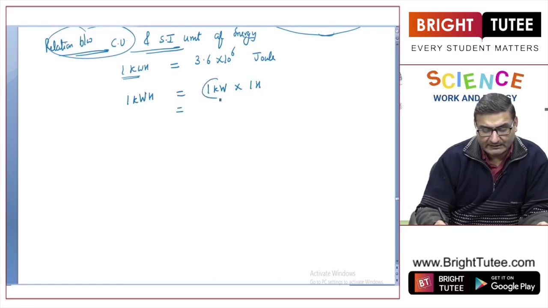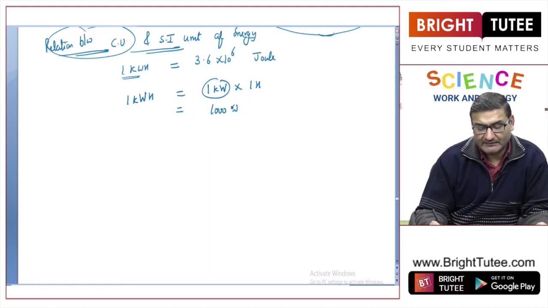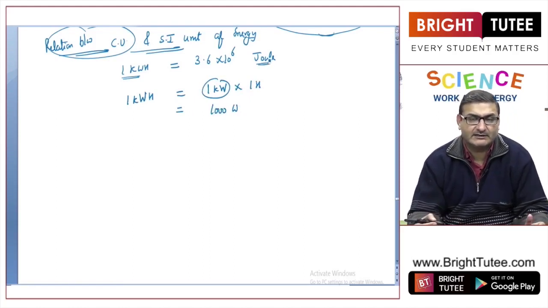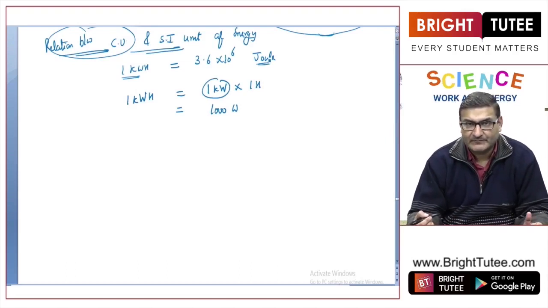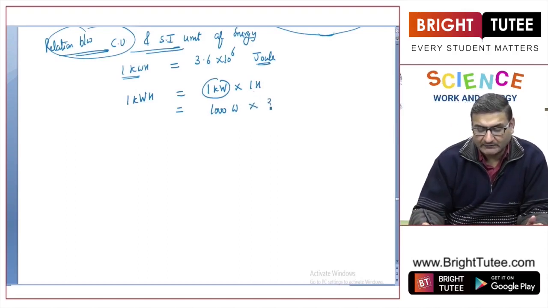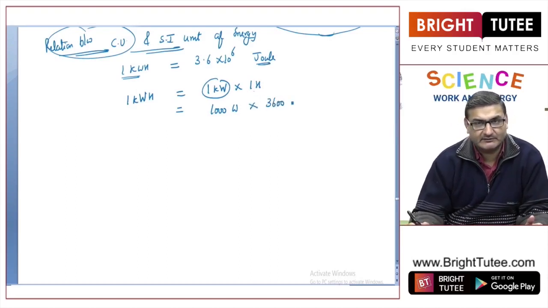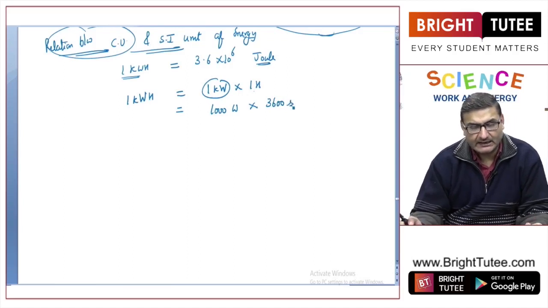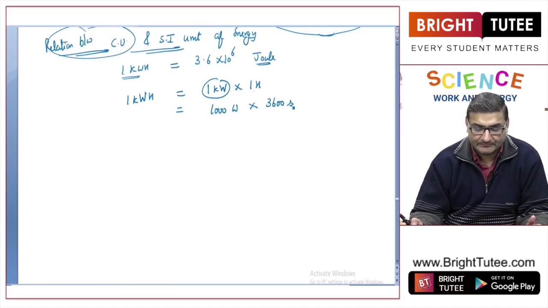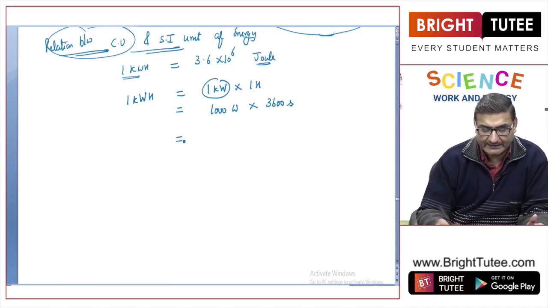Now I know that in 1 kilowatt there are 1000 watt. Why have I taken the lower unit? Because I am trying to convert it into SI unit form. So I need to take the SI units of power and time. Kilowatt is converted into watt and hour will be converted into the SI unit of time, that is second, and we know that in 1 hour there are 3600 seconds. So just simply multiplying it.